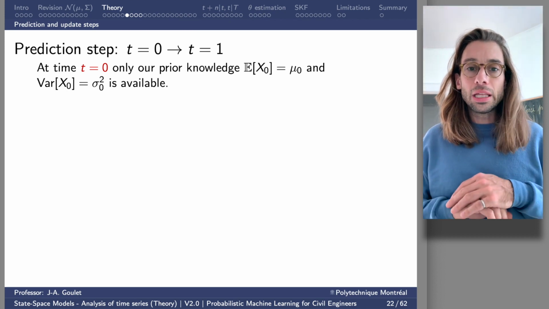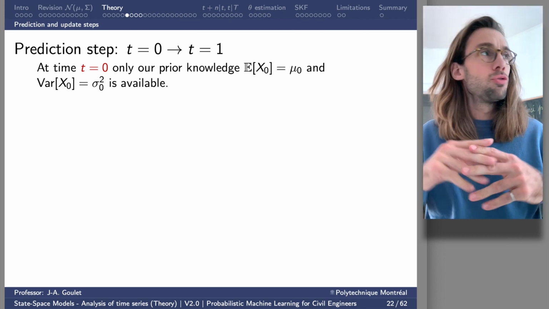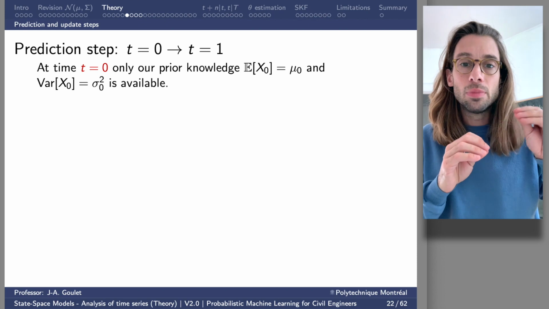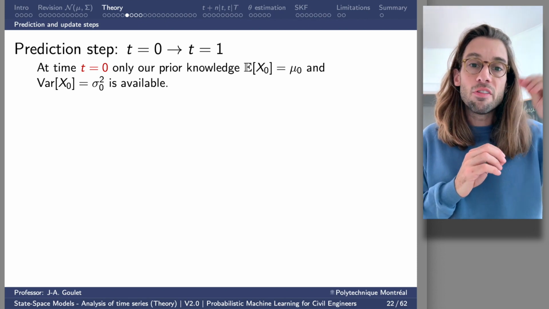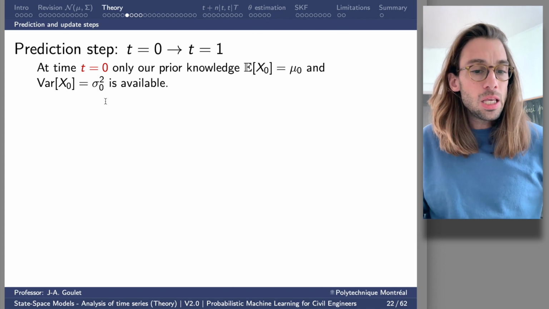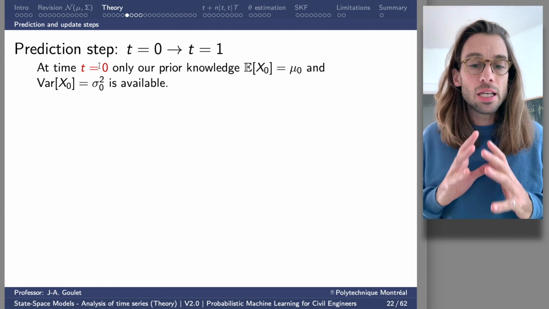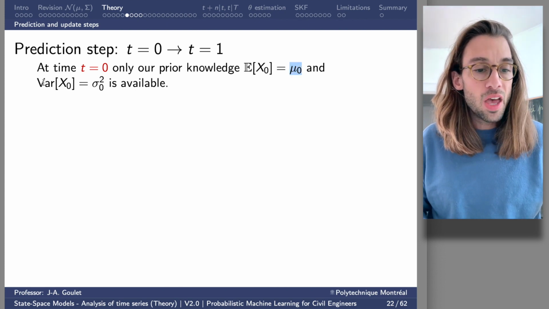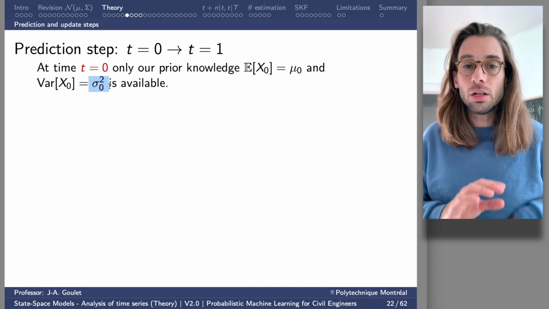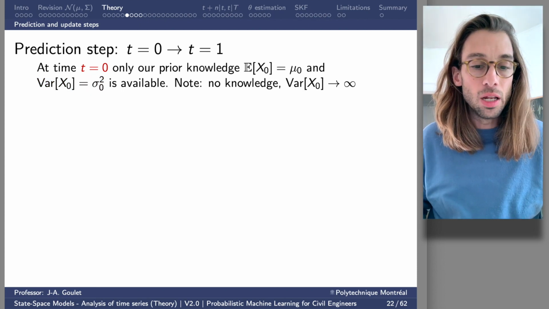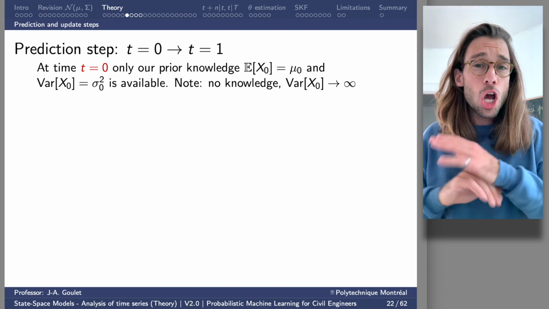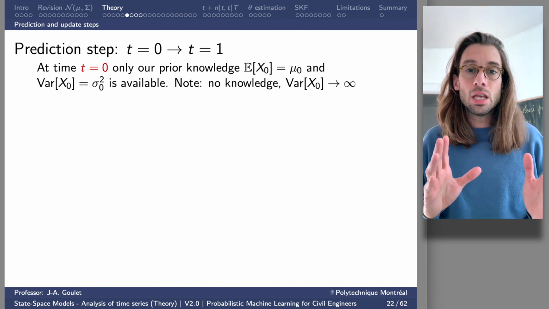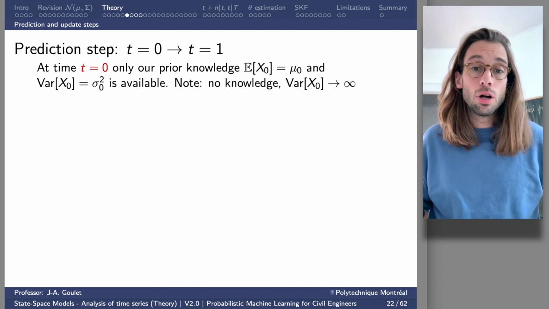Now we're going to look at how we get from a prior knowledge of the temperature in the room at time t equals 0 to my knowledge at time t equals 1, where I'm collecting my first observation. At time t equals 0, let's assume we only have access to our prior knowledge. The expected value of x0 is equal to mu 0, and the variance of x0 is equal to sigma 0 squared. Let's assume this is the only information we have available. Note that in the case where you had no clue what your prior state is, you are going to use an arbitrarily large variance, and that's going to represent an absence of knowledge for your prior.